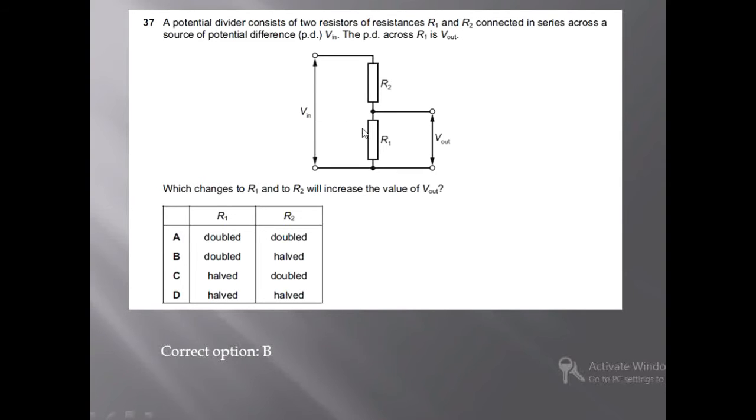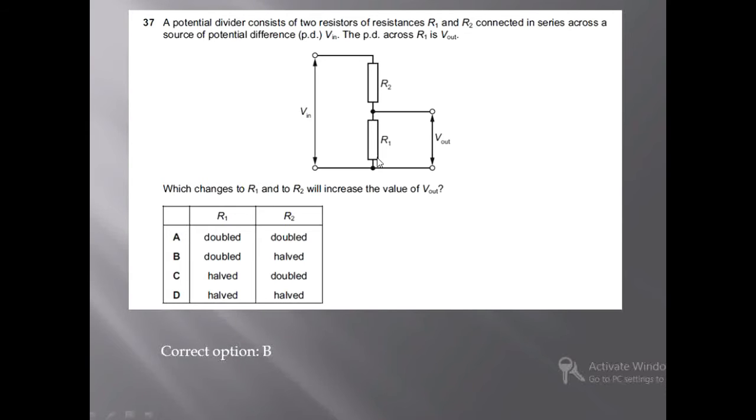This is the potential divider circuit which has been given to us. This is V in across resistors R1 and R2, and this is V out, that is taken across R1. Question further states: which changes to R1 and R2 will increase the value of V out? Students, this is a potential divider circuit, and we know the potentiometer principle, which states that voltage is directly proportional to resistance.